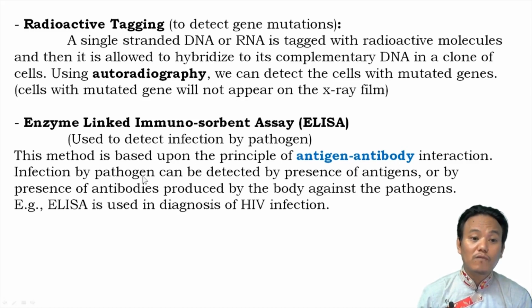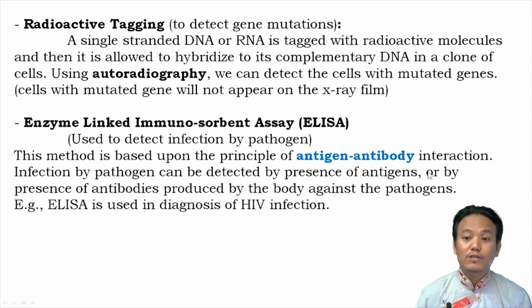If a person's body is infected by a particular pathogen, the pathogen can be detected by the presence of the antigens of the pathogen itself, or by the presence of antibodies produced by the patient's body against the pathogen. For example, we have studied that the diagnosis of HIV infection is done by the ELISA method.